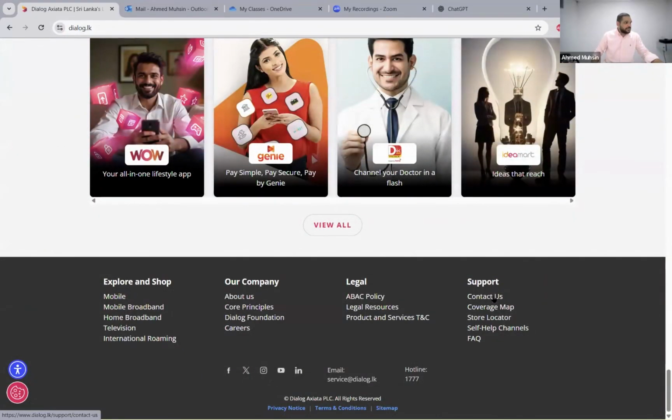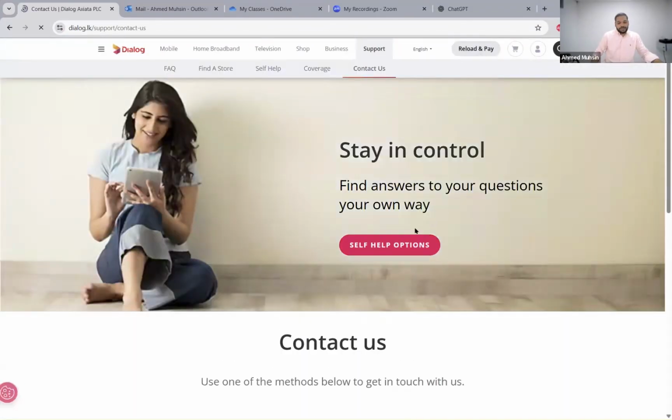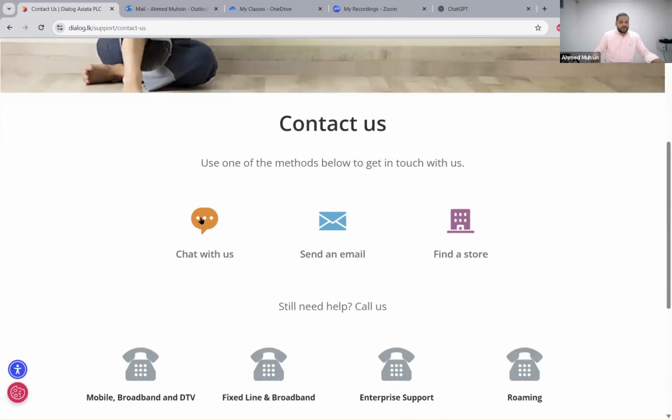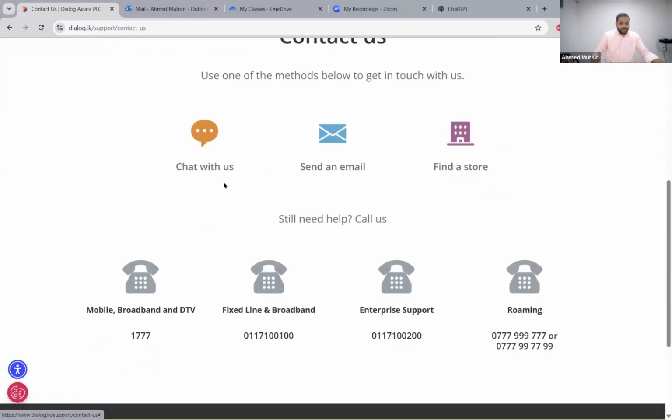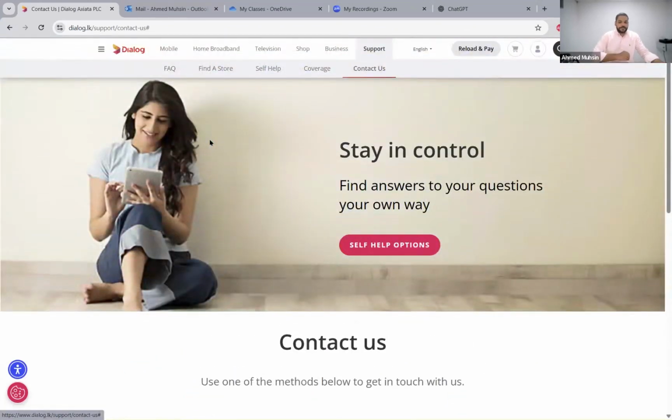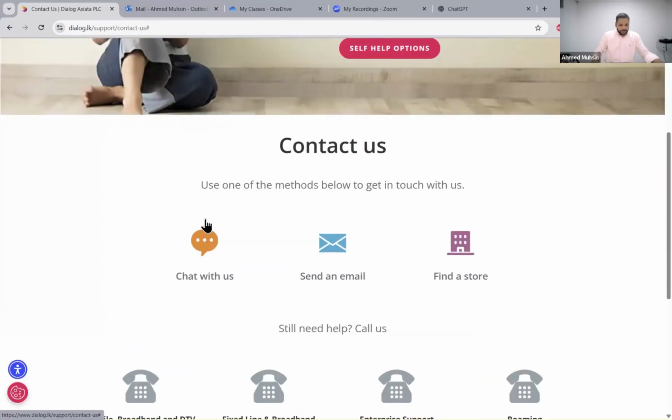So everyone look here. If I come to contact us, here you go. There are various methods. Chat with us. So when I click on chat with us, give it a second. It didn't work. Have they disconnected it?